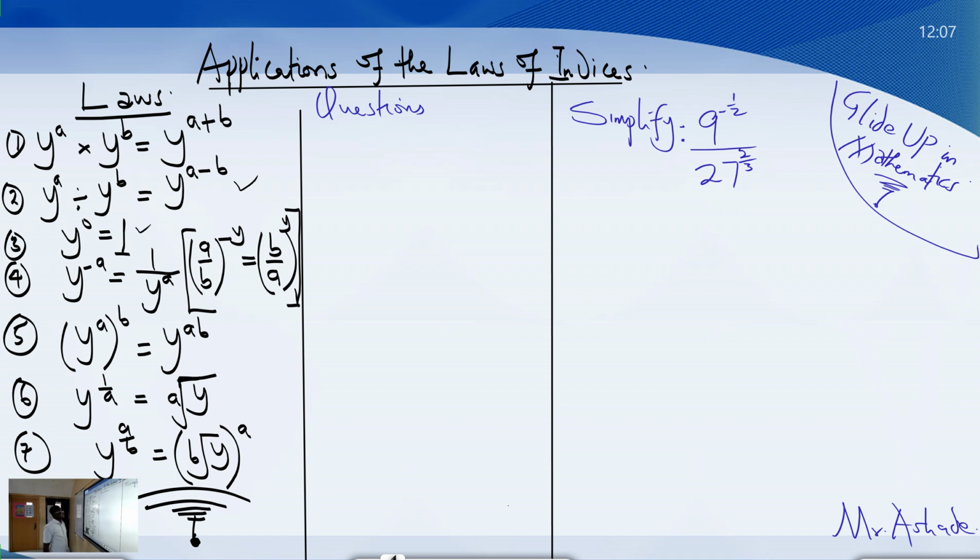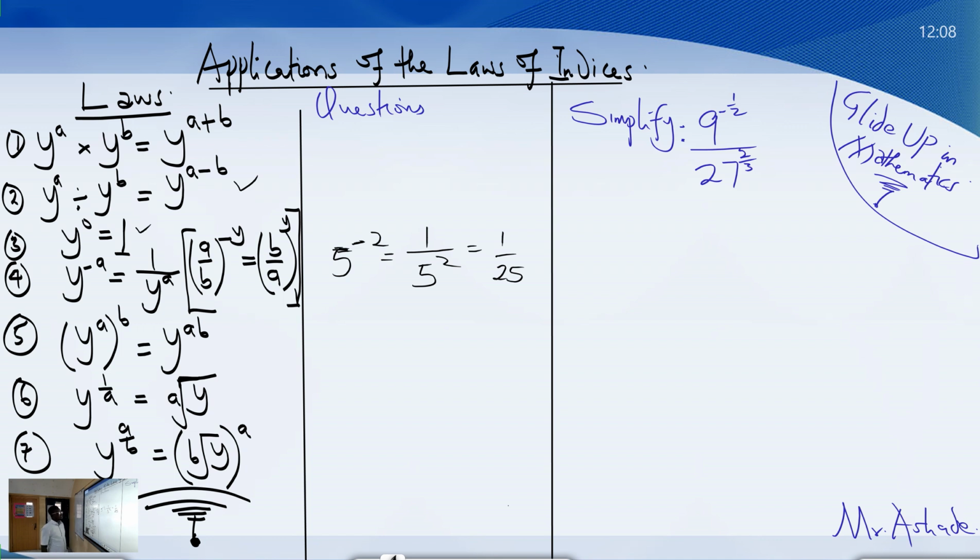We also have the negative index law. When you have a negative index, all you need to do is to take the inverse. For instance, you have 5 raised to power minus 2. So you take the inverse, which will be 1 over 5 raised to power 2. So the inverse takes care of the negative sign. Then you have your normal 5 raised to power 2, which gives you 1 over 25.